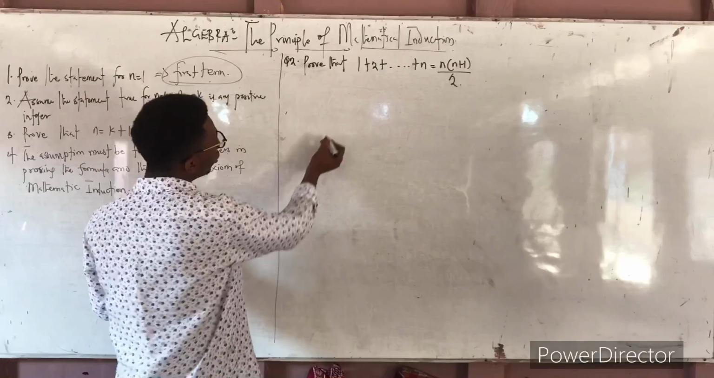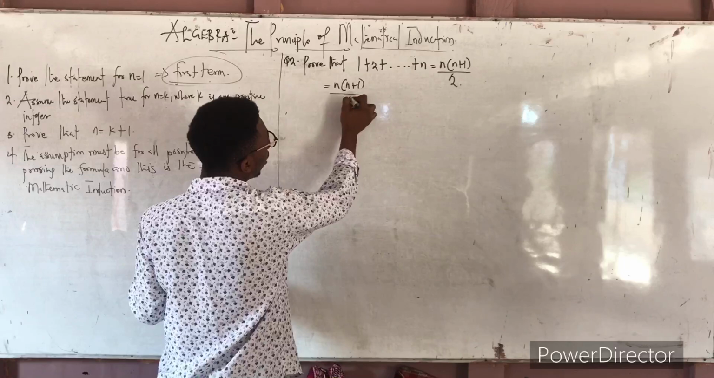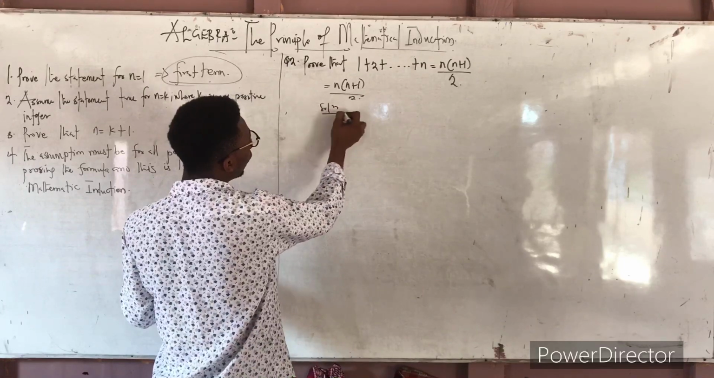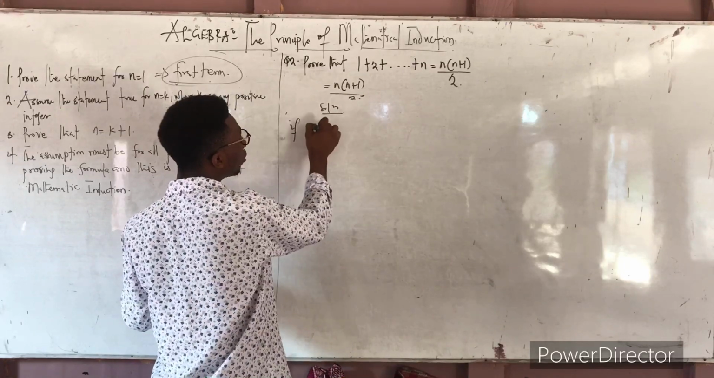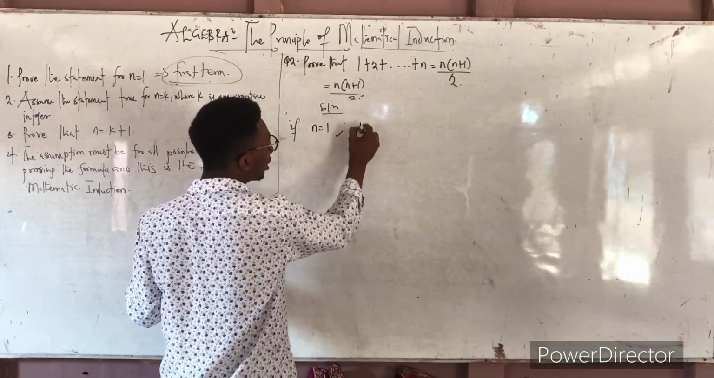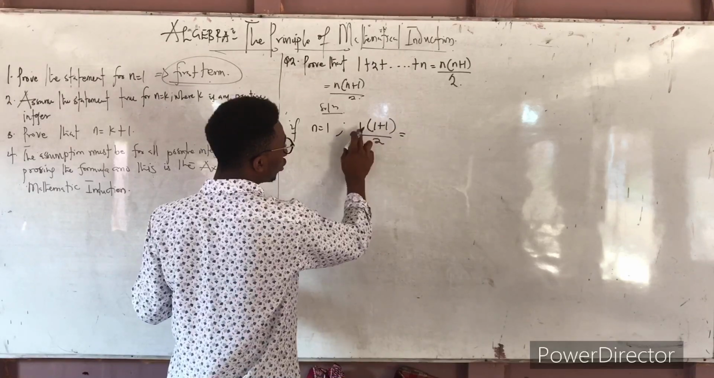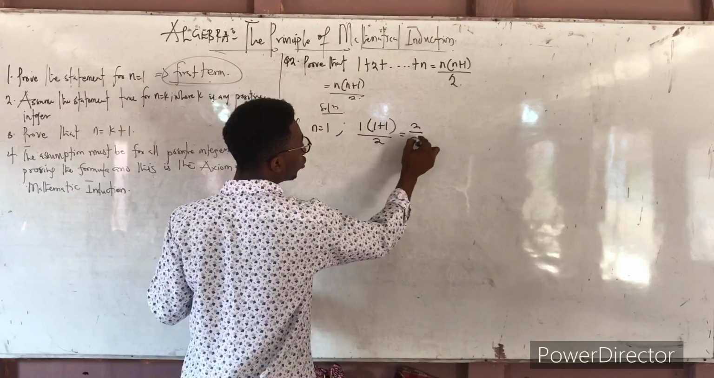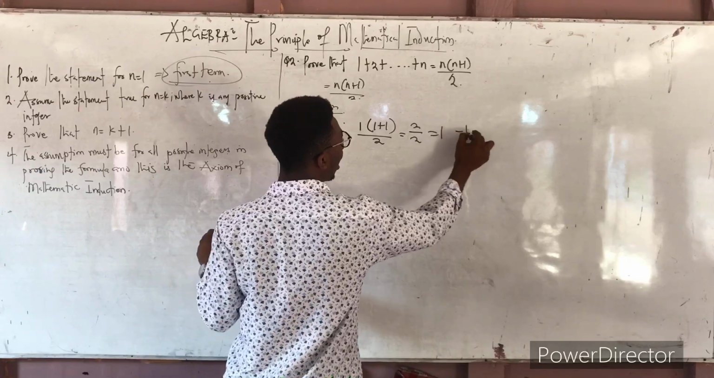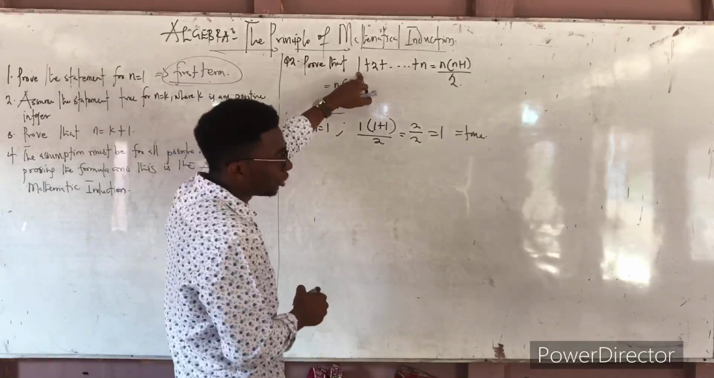Okay, so now since you know this is the formula, n into n plus 1 on 2. Solving, if n is equal to 1, will we get the first thing? Let's see. So we get 1 bracket 1 plus 1 on 2. So this will give you 2 on 2, which is equal to 1. So we are getting the first thing in the series, so it is true.